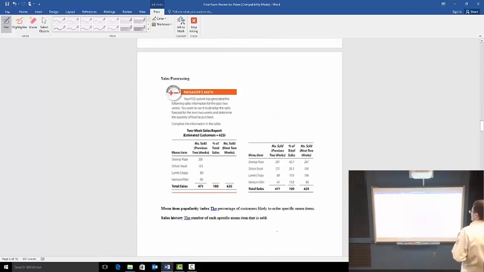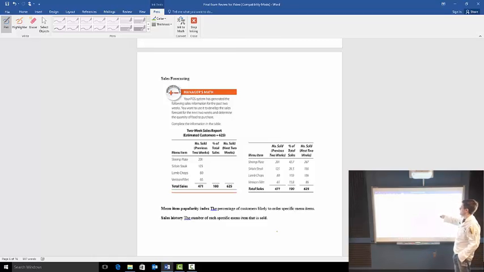Another key part of Chapter 3 was sales forecasting. We talked about multiple different methods for forecasting, and it is a rather imprecise science to a certain degree. It is a lot of estimation, but it is an important activity to engage in. So this example is from your textbook here.